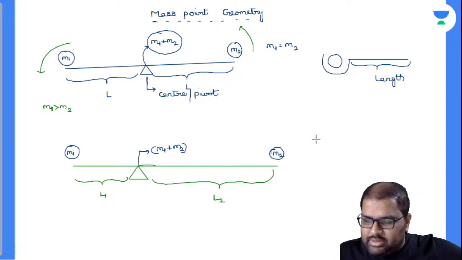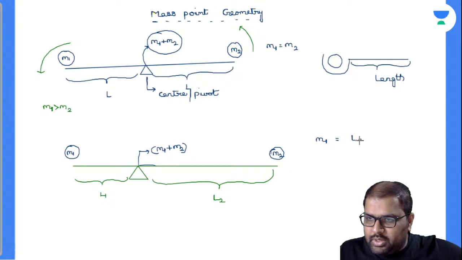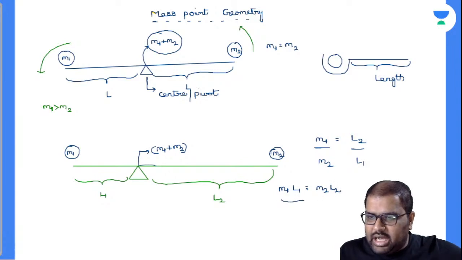Now closely observe, the M1 weight is balanced by L2. The M2 weight is balanced by L1. Am I right or wrong? So just like the lemon and spoon concept, I can write it like this: M1 into L1 is equal to M2 into L2. Now with this condition, I will be solving each and every question.